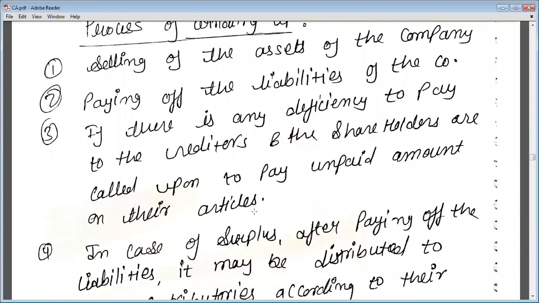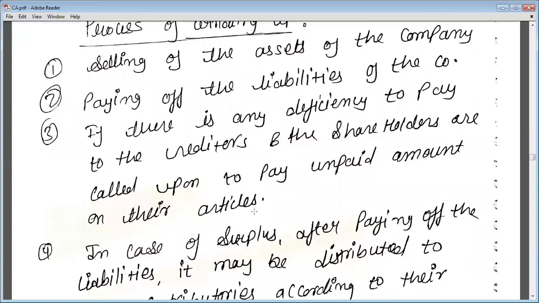then what will you do? You will ask the shareholders to pay their unpaid amount. Unpaid amount means, suppose the price of a share is 10 rupees and a shareholder has paid only 8 rupees. Now you will call the remaining 2 rupees from that shareholder.